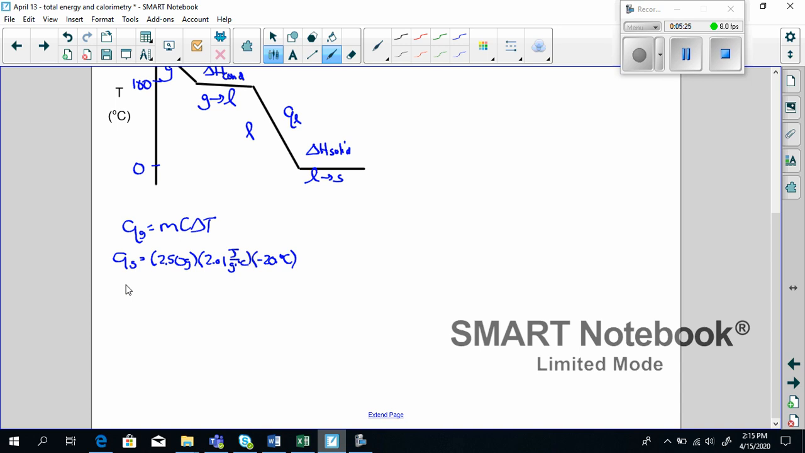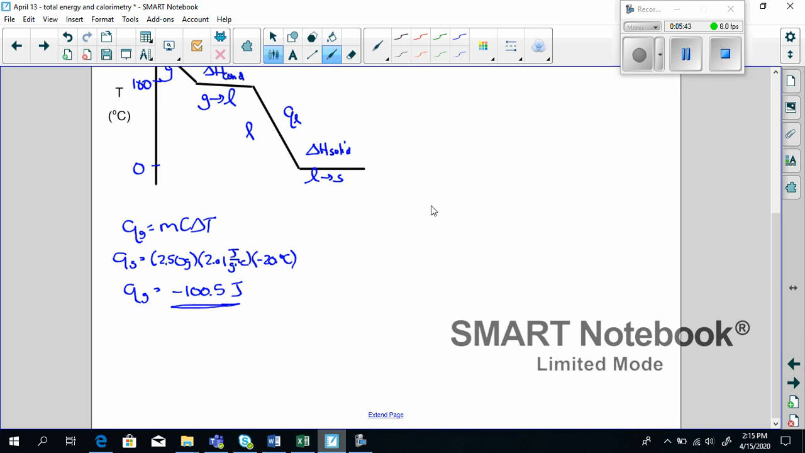So with that, I report that as an answer. And again, we're not worried about significant figures. It's just a rounded answer. So here we will get an answer of negative 100.5 joules. So there's our answer for the first part of our curve.